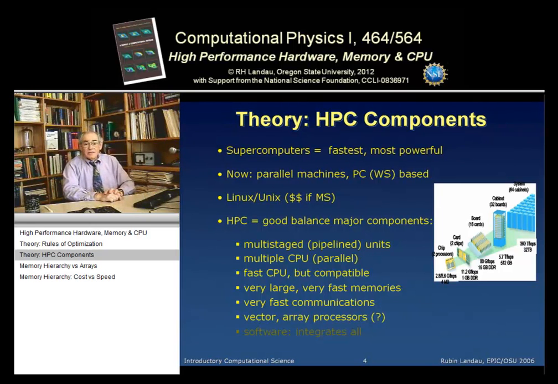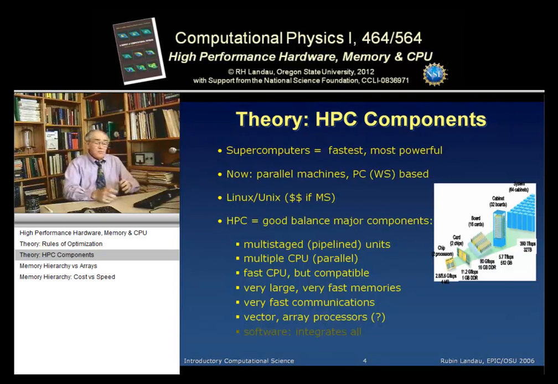Vector and array processors are pieces of hardware which analyze an entire vector, which is a computer science term meaning an array, a matrix, in one fell swoop with one command. This is a little controversial. They used to be the bread and butter of supercomputers. Now very few manufacturers include vector or array processors in them.